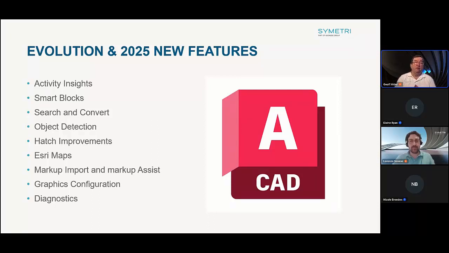Now I want to look at the 2025 new features here for us for the moment, and it involves just a few little intros here, and I want to demo that in a second now, looking at activity insights, things about blocks, search and convert in blocks, object detection, this type of thing. A few in the hatch improvements. Esri maps are now available to the geopositioning, markup imports, and graphics configuration, the simple graphics configuration that people forget. And I quite like the idea of just showing you how you can do a quick diagnostic on there. So let's move forward and have a little demo here for us.